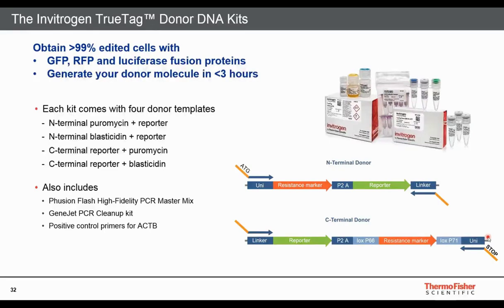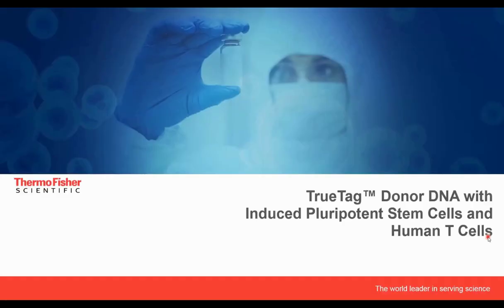The kit also includes PCR master mix for producing your donor, again doing that PCR to add the homology arms. It includes the cleanup module for cleaning up the DNA prior to transfection. And we include positive control primers for ACTB so that you can reproduce that ACTB example that I showed at the beginning, where we're able to get greater than 50% knock-in at the N-terminus of ACTB using the TrueTag system. So the primers for that particular design are included with each system.